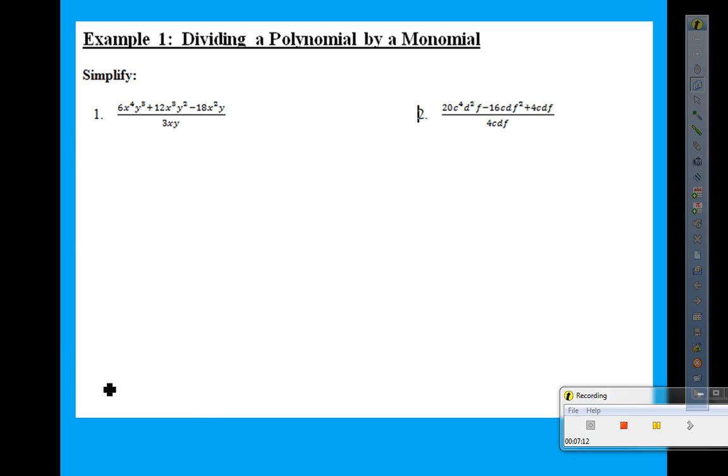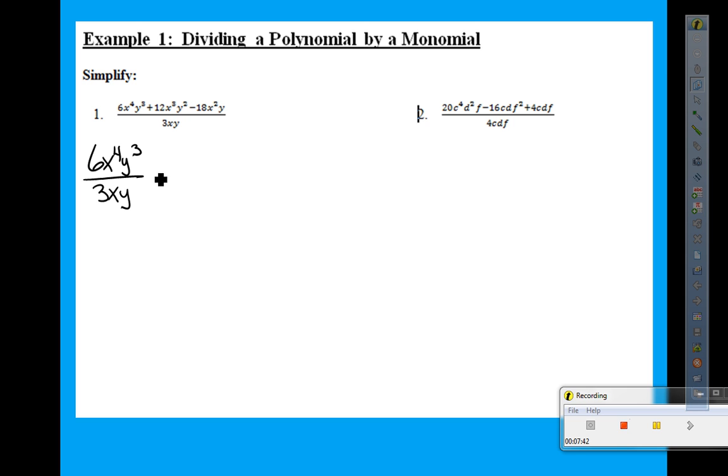Hopefully you've got your class notes right in front of you. Follow along with these and you'll find that they're really pretty easy today. So number 1, I've got 6x to the 4th y cubed plus 12x cubed y squared minus 18x squared y all over 3xy. Here's what I need to do to simplify this. I need to write this as 6x to the 4th y cubed divided by 3xy.